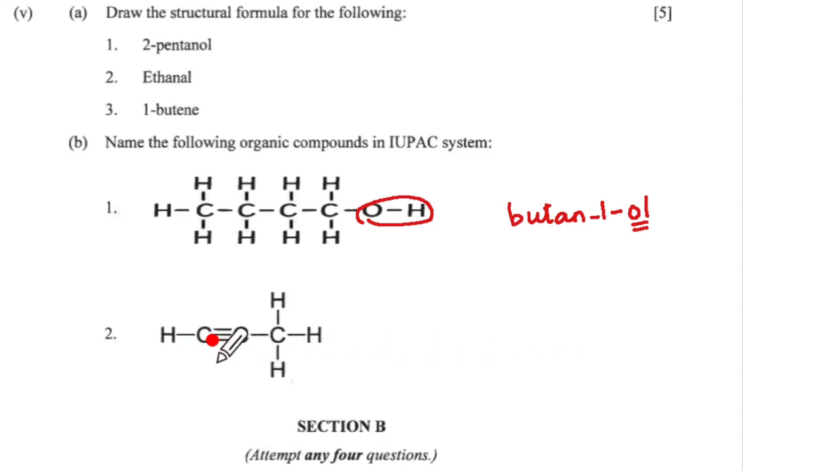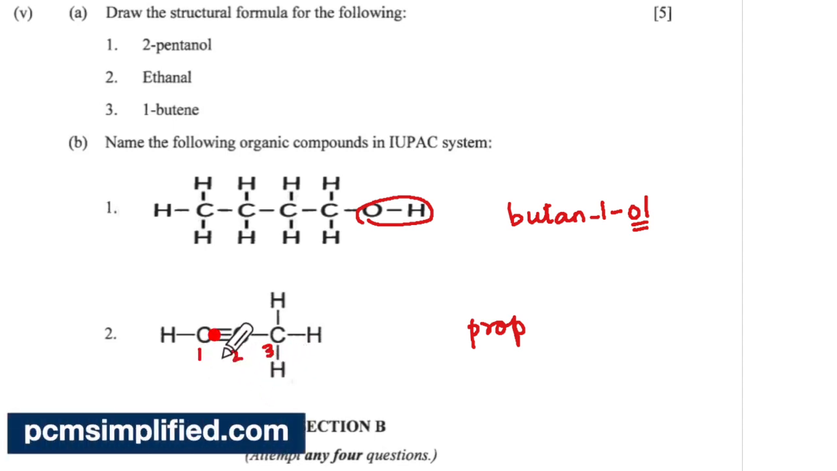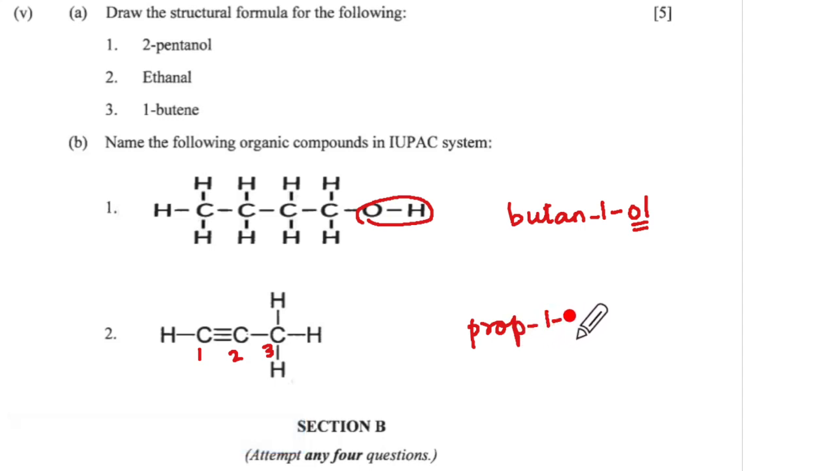Look at this one. The longest chain over here, 1, 2, 3 carbons, so it is a prop. We'll have to count from here. So this is first, second, and this is third carbon. So first carbon has triple bond, so it is prop-1-yne. It is actually propyne. So that finishes our section A, and that was for full 40 marks.